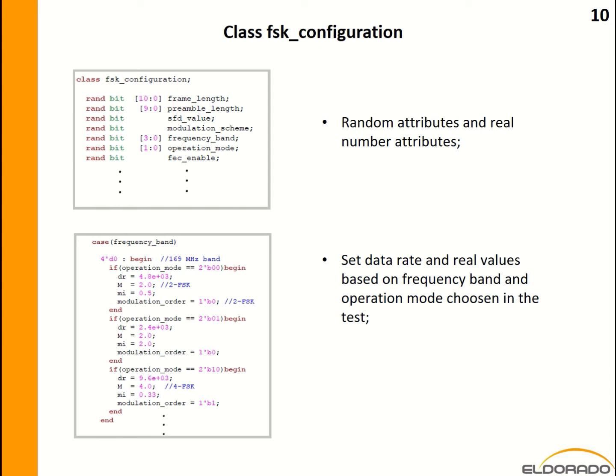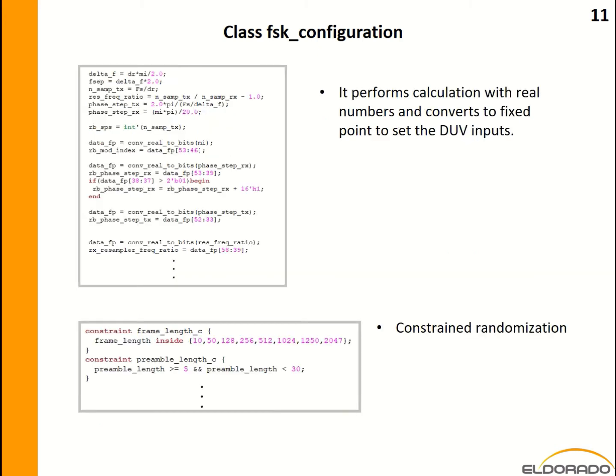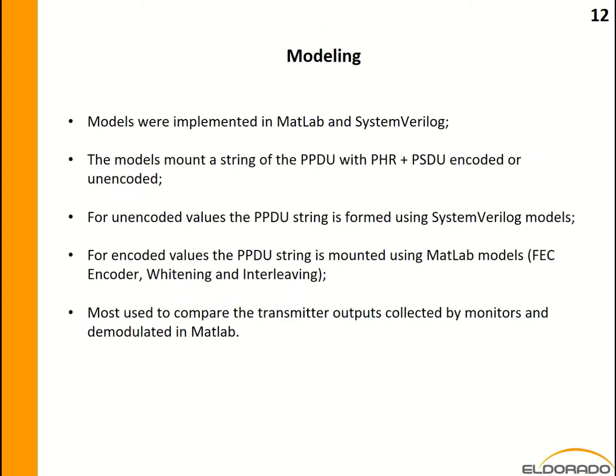Below is a piece of code of a function that sets the data rate and its real values based on the frequency band and operation mode set in the test. This is another example of some calculations in real numbers to set the number of samples for the transmitter and receiver, a frequency ratio for the resampler, and converts it to fixed point to set the DUV's inputs. Below, some attributes with constrained randomization.